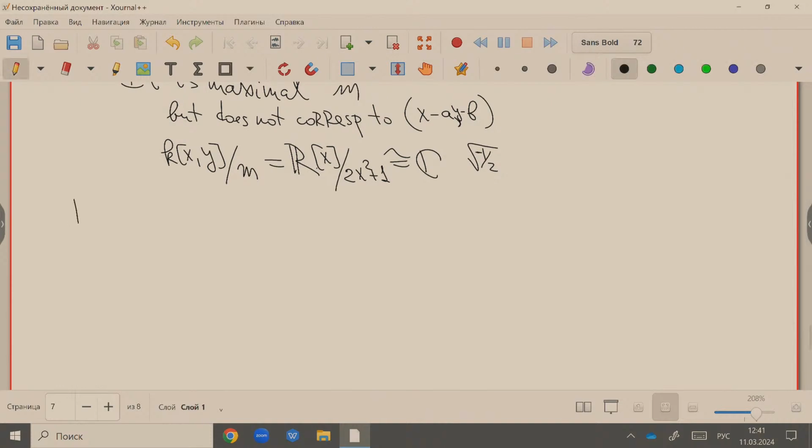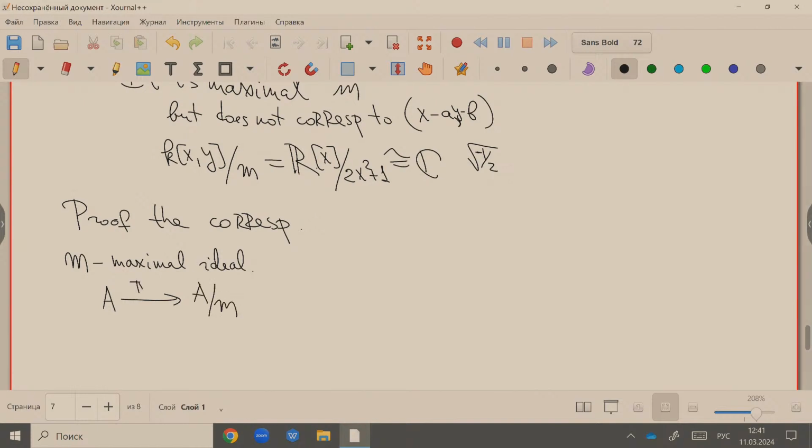So, prove the correspondence in the algebraically closed case. Yeah, so suppose you have a maximal ideal. We have to find the point which will give you the coordinates. So consider the map from the algebra A to A modulo M. So this is some field.